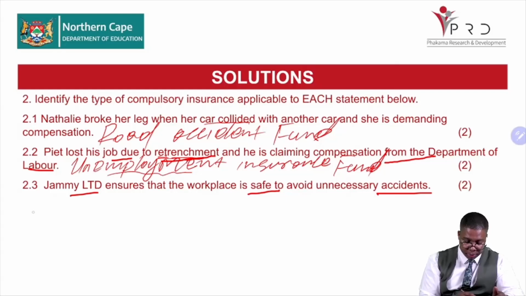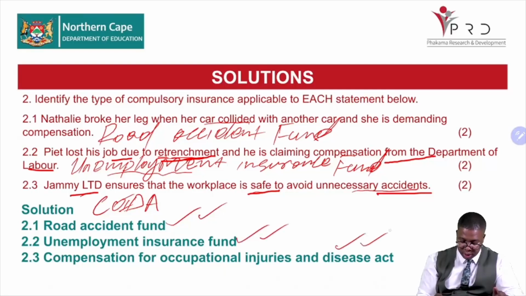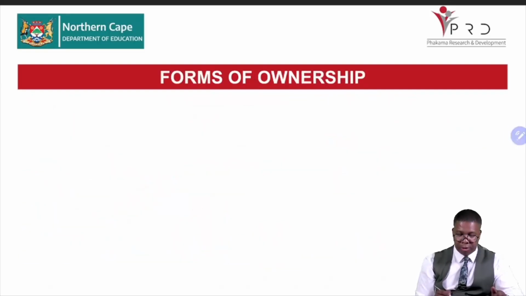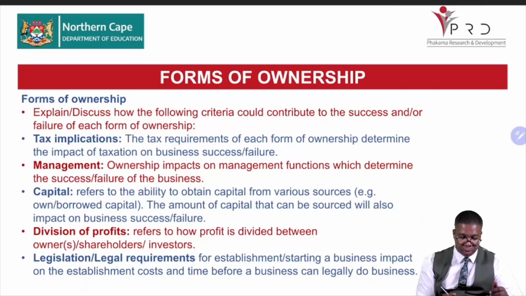And then Jamie Ltd ensures that the workplace is safe to avoid unnecessary accidents. So this is what now? COIDA. This should be COIDA because it safeguards the employees in the workplace. So this is road accident fund, this is unemployment insurance fund, and compensation for occupational injuries and diseases. Then as we proceed, we look into forms of ownership. What is key there is for you to understand the criteria of forms of ownership that will help you determine the success or failure factors for each form of ownership.